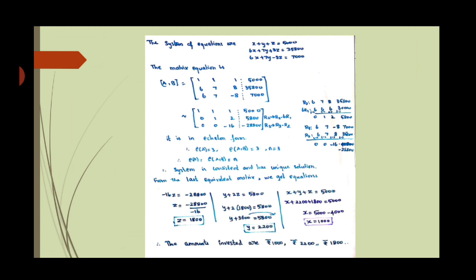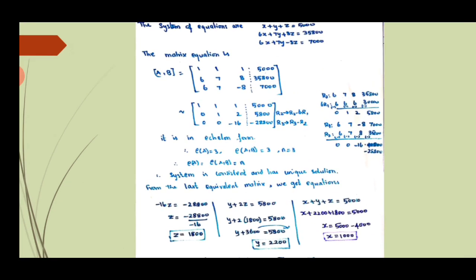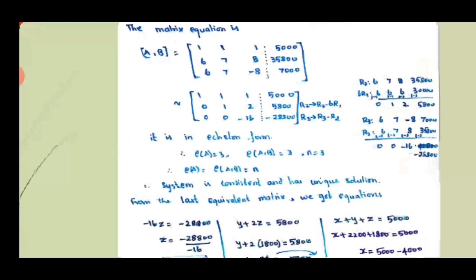The R2 entries you can see are 6, 7, 8, 35,800. 6R1 means multiply 6 in the first row, so 6 into 1 is 6, 6 into 1 is 6, 6 into 1 is 6, 6 into 5,000 is 30,000. And we have the minus symbol in the transformation. So when you subtract the 6R1 row, you get 0, 1, 2, 5,800. So take the row and fill the second row in the equivalent matrix.